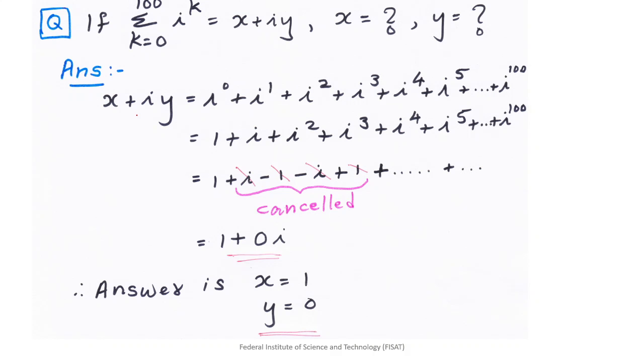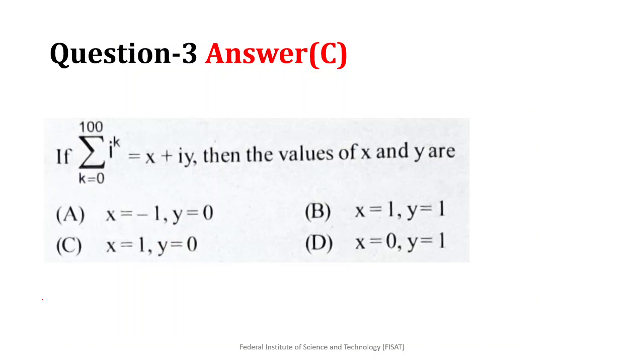Consider x plus iy equal to i raised to 0 plus i raised to 1 plus i square plus i cube plus i raised to 4 and so on, up to i raised to 100. i raised to 0 is 1, plus i, plus i square, plus i cube. It goes like that: 1 plus i minus 1 minus i plus 1. Again this sequence repeats. This all will get cancelled. So the only remaining one is 1 plus 0i. So the answer is x equal to 1 and imaginary part y equal to 0.